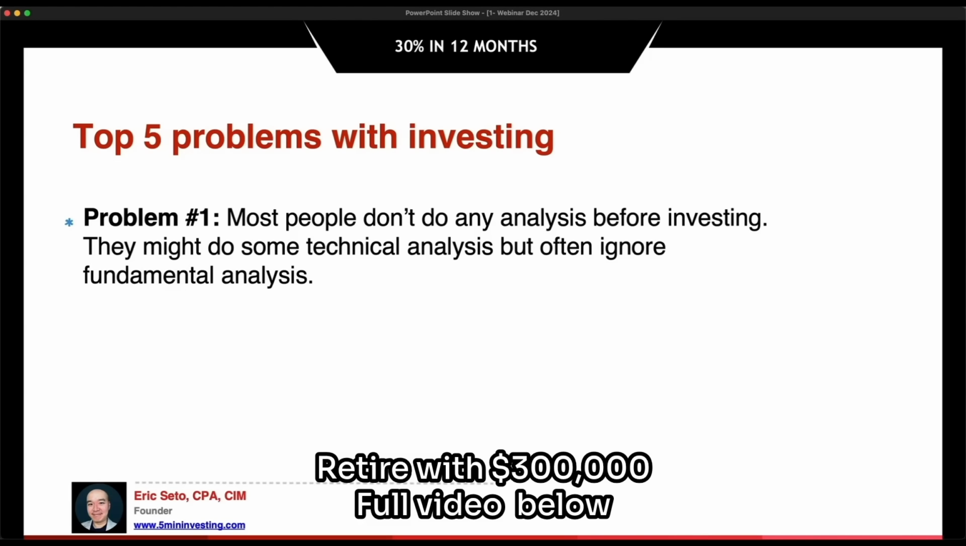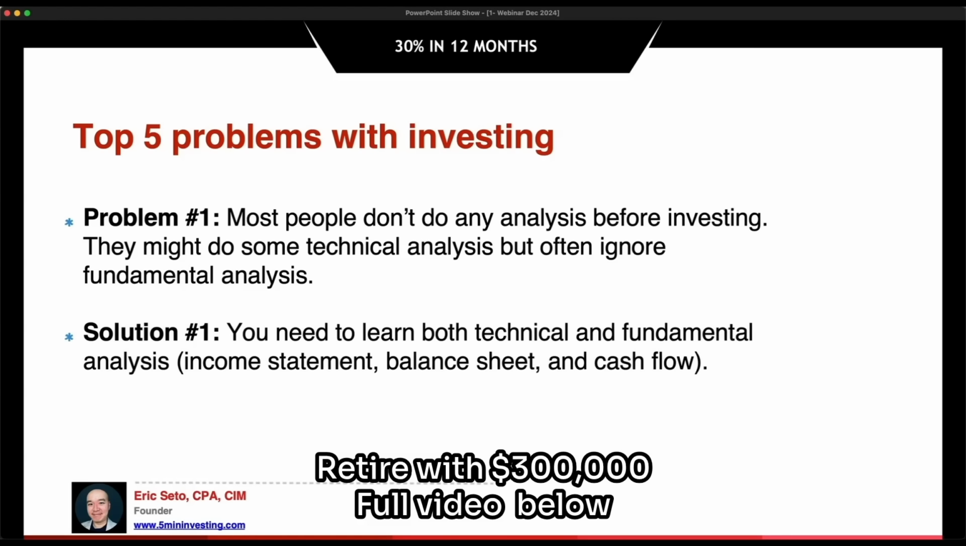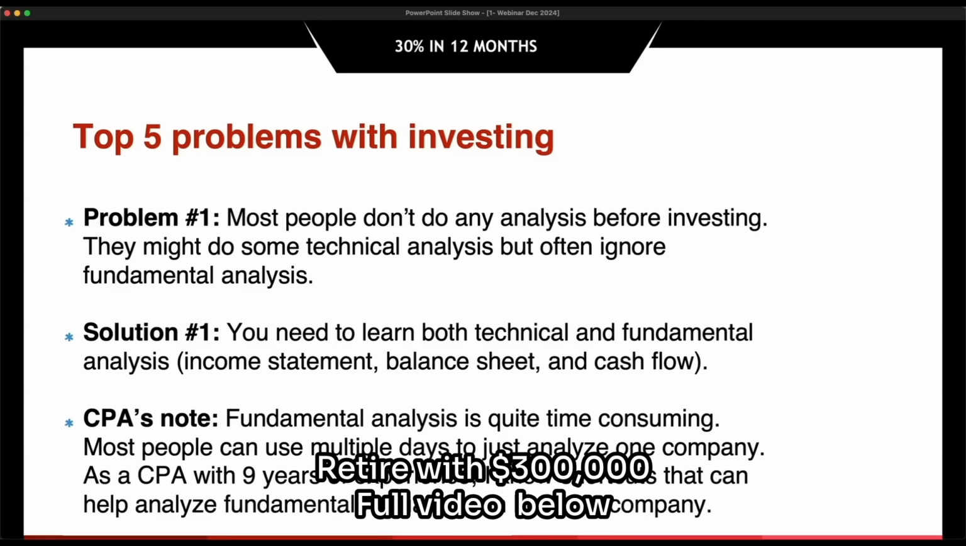So the first one is most people don't do any analysis before investing. So they might do some technical analysis, but they often ignore fundamental analysis. So you need to learn both technical and fundamental analysis, including income statements, balance sheets, and cash flow. So that is like the minimum you need to master fundamentals. Now, in terms of fundamentals, it can be quite time consuming. So most people use multiple days just to analyze one company.